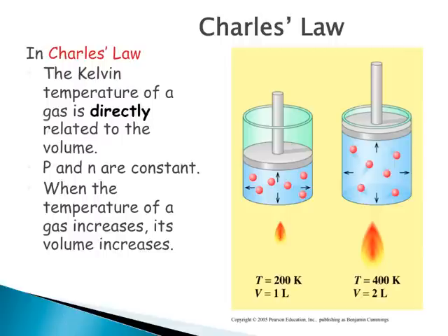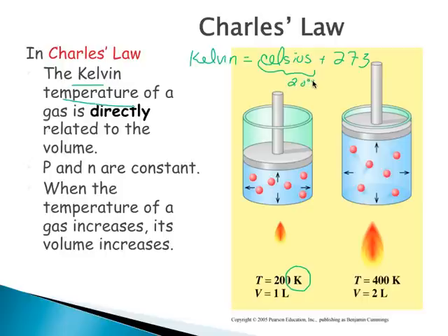Now let's talk about Charles' law. In Charles' law, the Kelvin temperature, the absolute temperature scale, and that's what this K means, is equal to the Celsius temperature plus 273. So whatever the temperature is in Celsius, say it's 20 degrees Celsius, that would be 20 plus the 273, which would be 293 Kelvin.